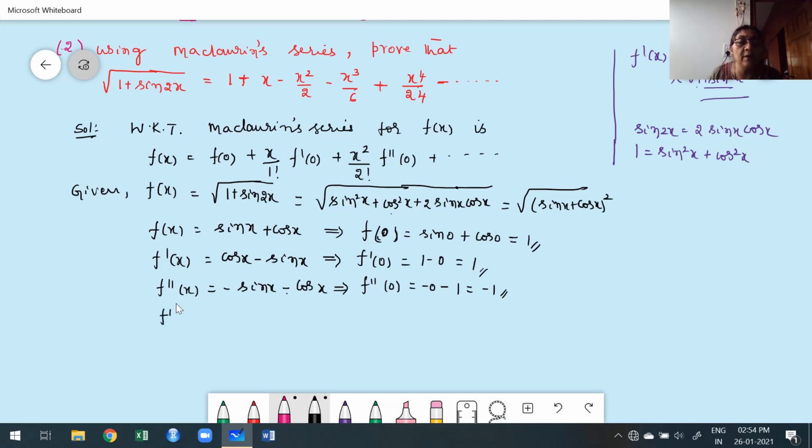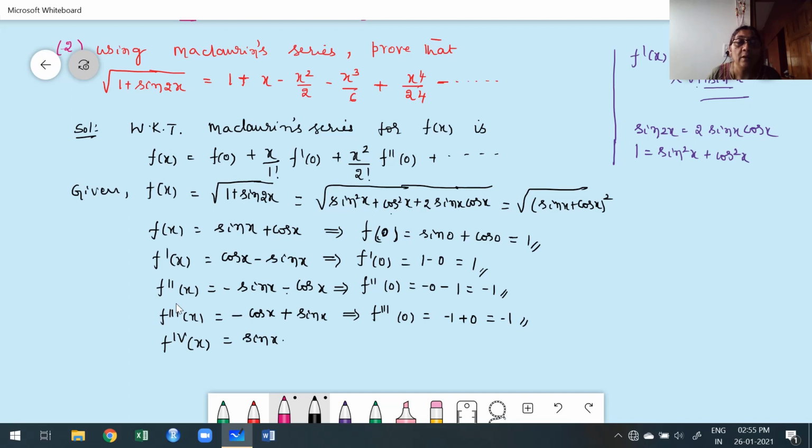Now we get the easiest way to find the next derivative. What is the derivative of sin x? Cos x. What is the derivative of cos x? Minus sin x. Minus into minus is plus. What is the third derivative at 0? Cos 0 is 1, we get minus 1, but sin 0 is 0, so we get minus 1. Okay, what is my fourth derivative of x? The derivative of cos is minus sin, minus into minus is plus sin x.